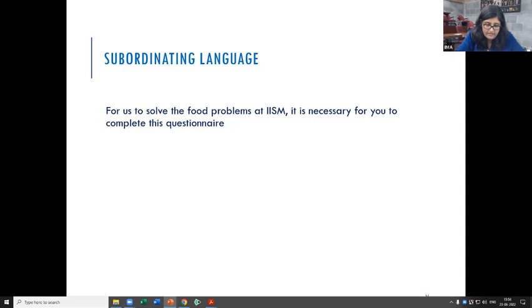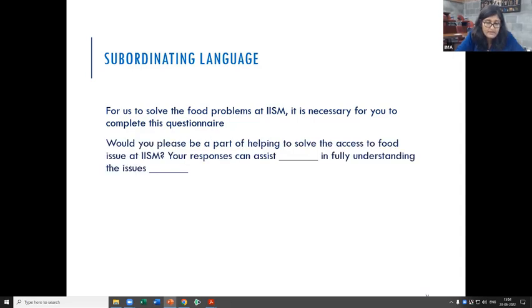A different and a better way of writing it would be, would you please be a part of helping to solve the access to food issues at ISM? Your responses can assist us, the committee, in fully understanding the issues. When you're more transparent and when you say it out like this, people would be more likely to fill out your survey.